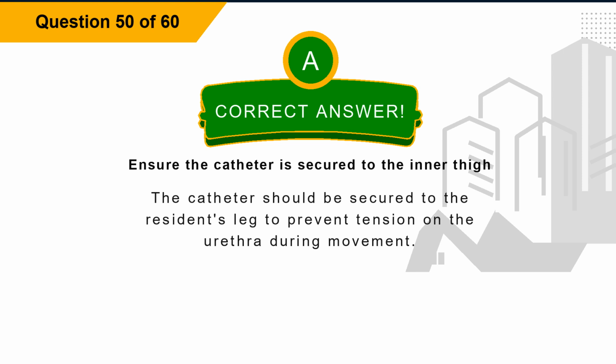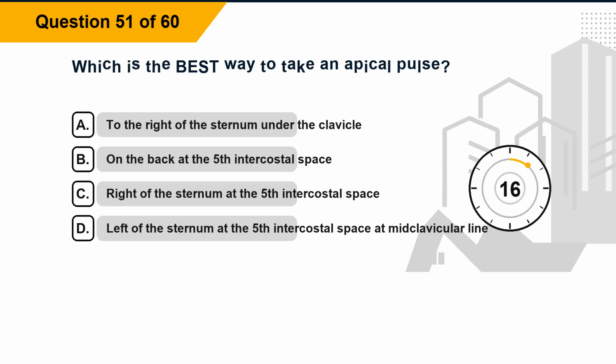Explanation: the catheter should be secured to the resident's leg to prevent tension on the urethra during movement. Question 51. Which is the best way to take an apical pulse?